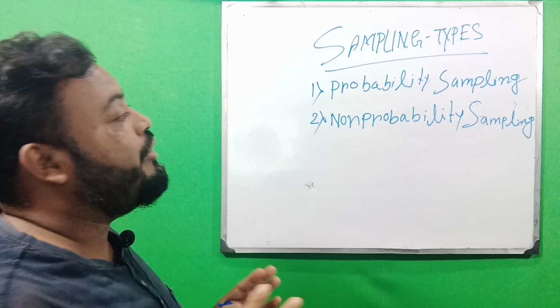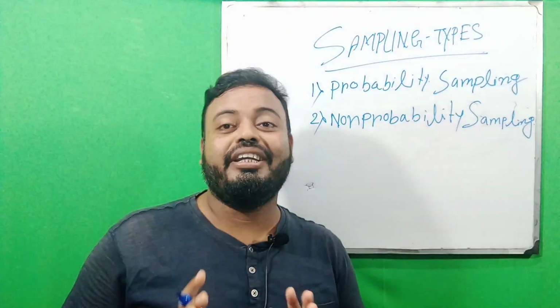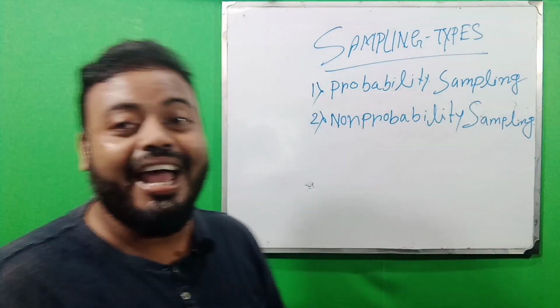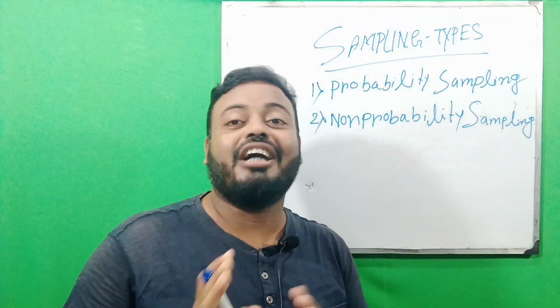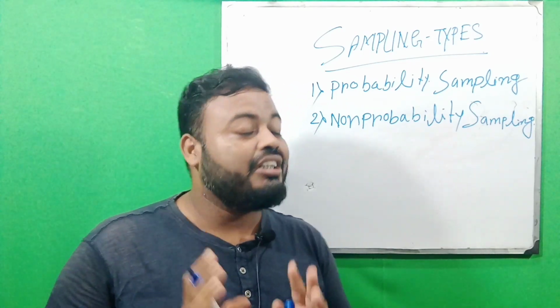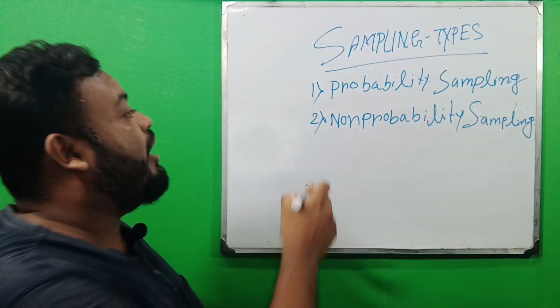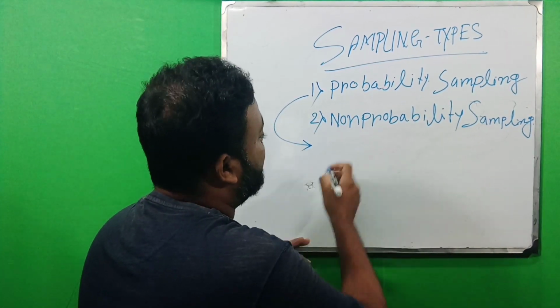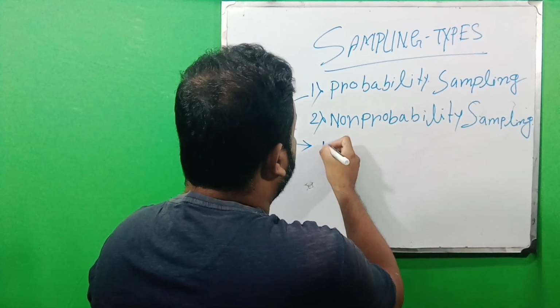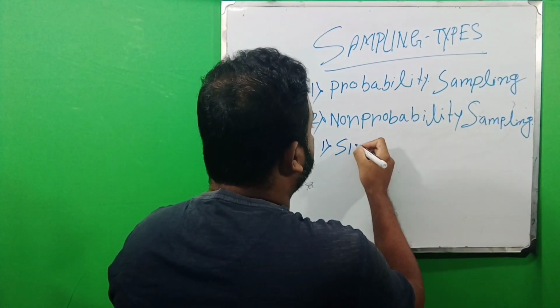So today we will learn only about probability sampling. This probability sampling has some categories or subcategories. So at first we disclose those subcategories. Probability sampling subcategories are number one, simple random sampling.